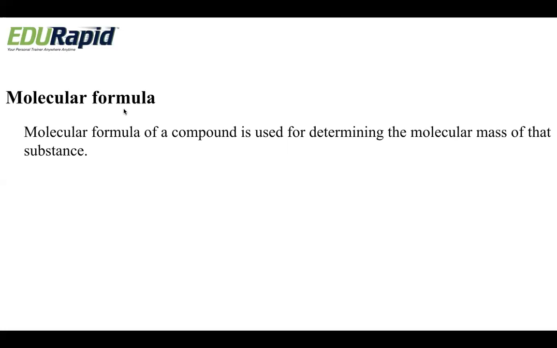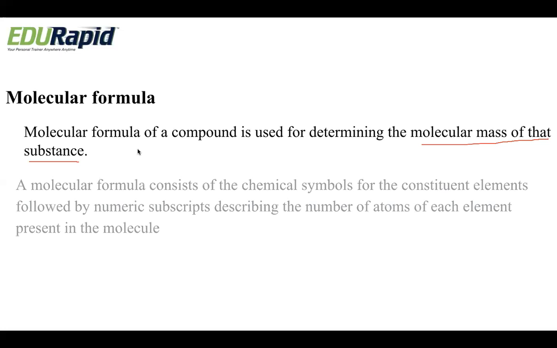What do you mean by molecular formula? The molecular formula of a compound is used for determining the molecular mass of that substance. So we have formulas. The molecular formula of any compound is used to determine the molecular mass. It gives a clear picture about the molecular mass of the substance, by the help of the molecular formula.